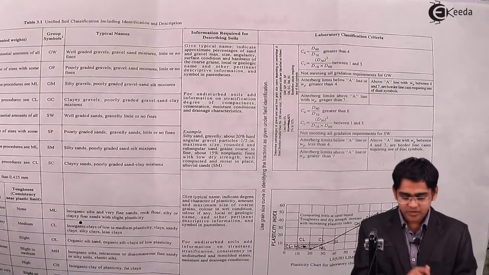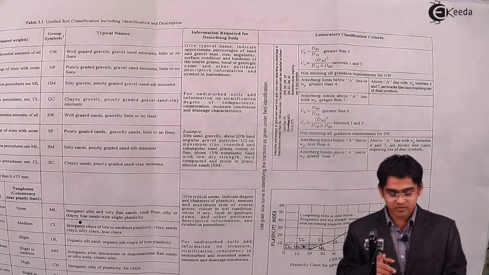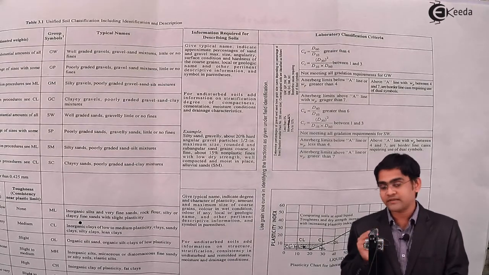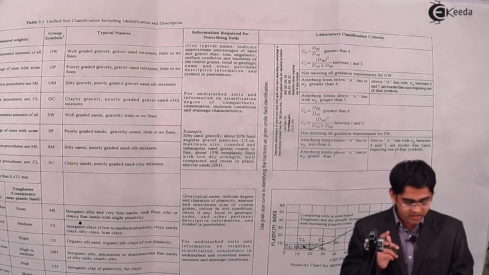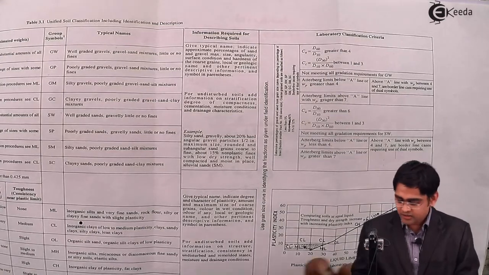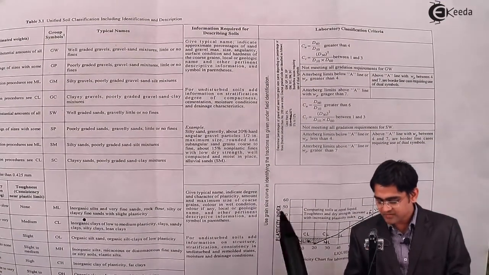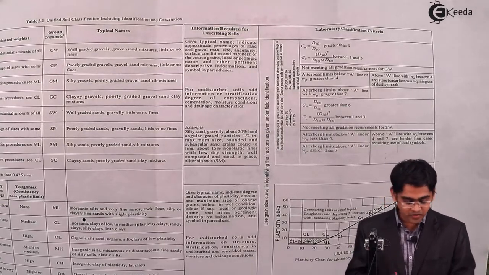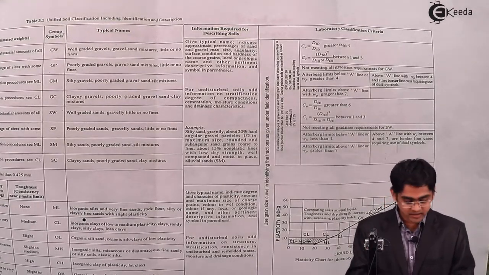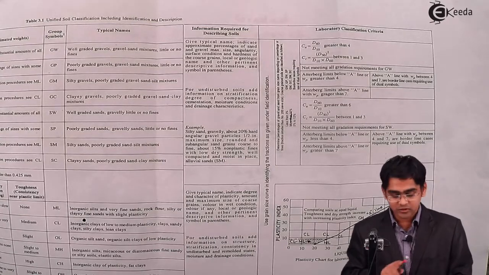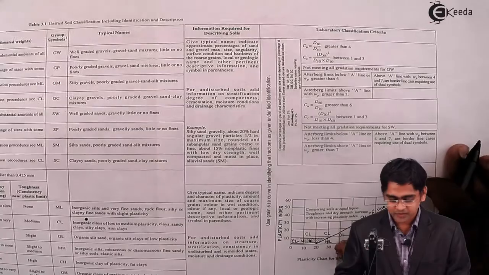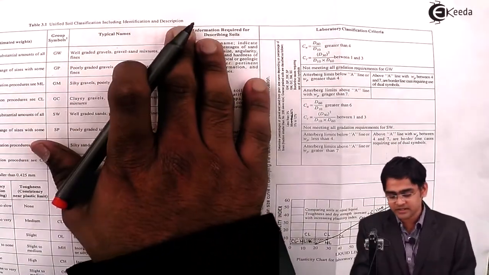coarse grained soil, then you must run the grain size distribution curve. So you must go into the sieve analysis particularly. But if you have a fine grained soil, you must use the plasticity index or plasticity chart. So remember, for fine grained soils, the sieve analysis is not at all useful. Only for coarse grained soils, sieve analysis is useful as per this unified soil classification system.